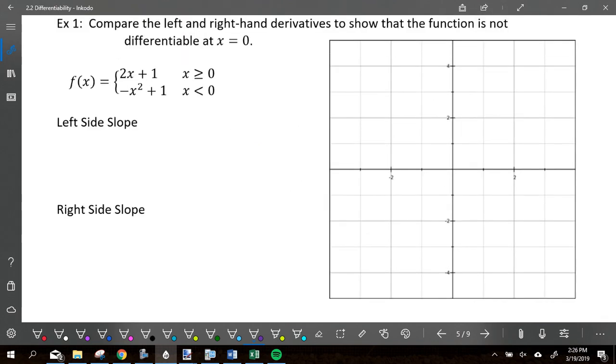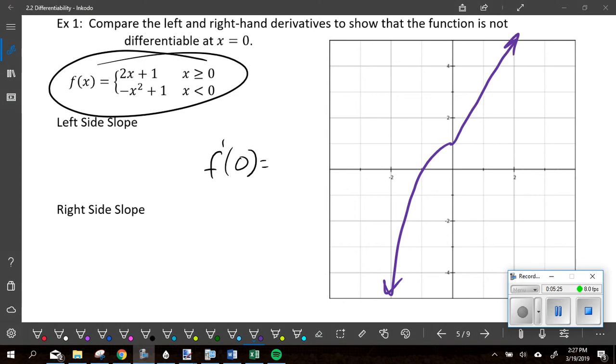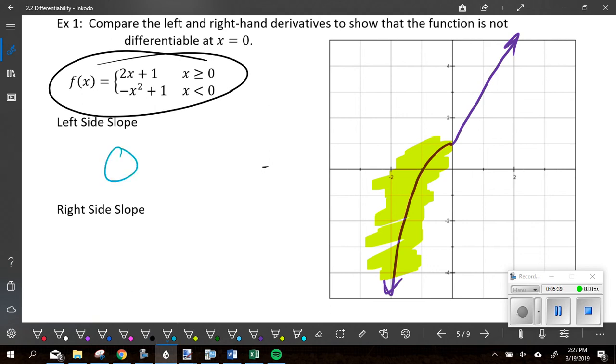Down below, compare the left and the right-hand derivatives to show that the function is not differentiable at x equals 0. Graph this thing. Find the slope on the left and the right hand of 0. Here we go. We graphed that thing out on the left side of 0. Okay, there's no good way of writing this out like limits. But over here, as we get closer and closer to 0, what is my slope getting closer and closer to? It's 0. It's the top of a parabola, so I'm getting closer and closer to 0.